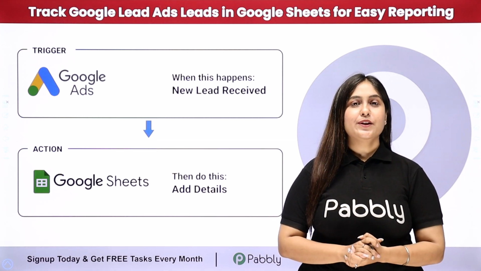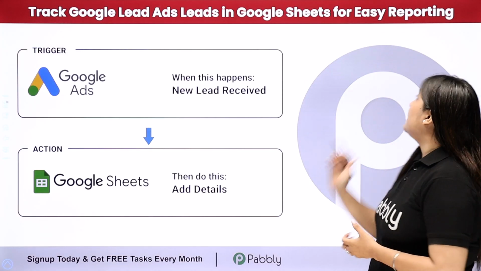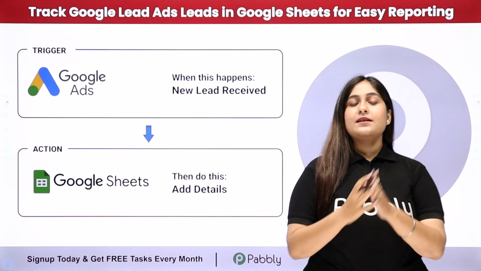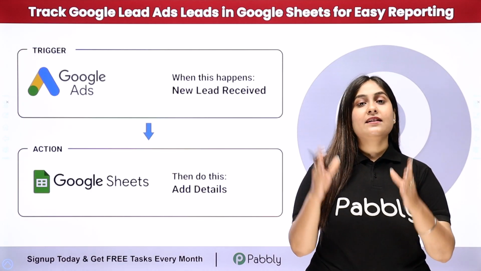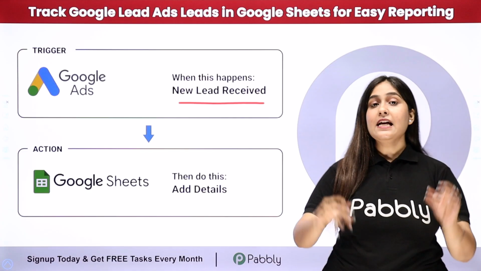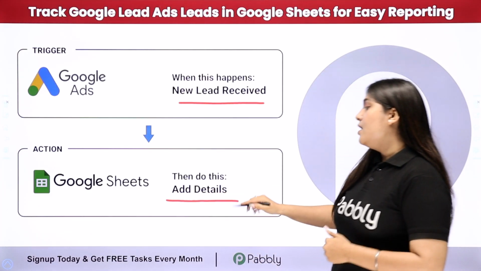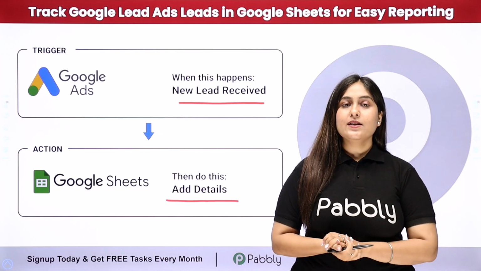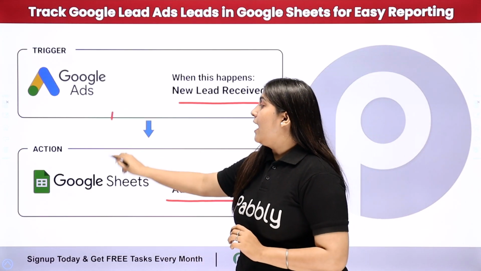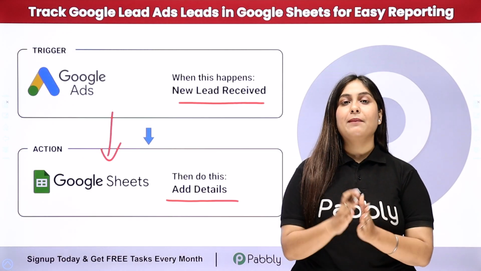In this video, we are going to understand how to track Google Lead Ads leads in Google Sheets for easy reporting. So here I'm running some Google Ads for my business, and my objective is as soon as I receive a new lead, that lead's details should automatically be added in my Google Sheets as a new row. To automate the entire process, I need to connect my Google Ads with my Google Sheets using an automation software named Pabbly Connect.